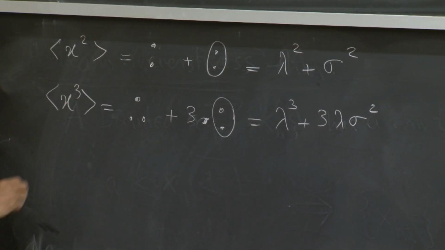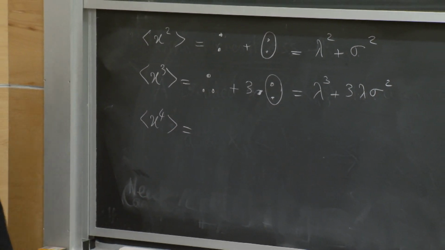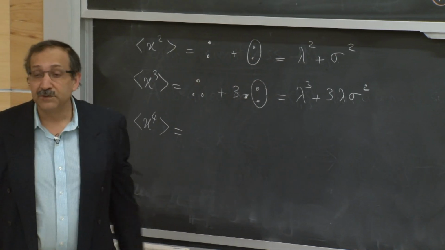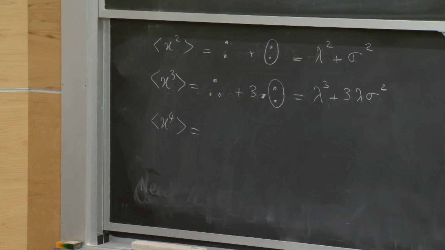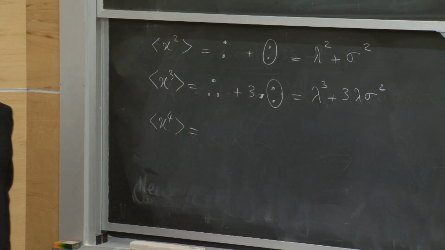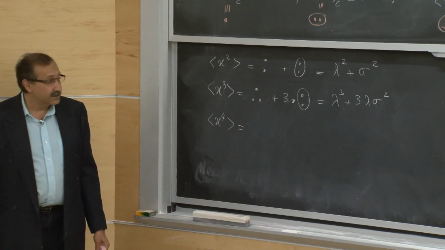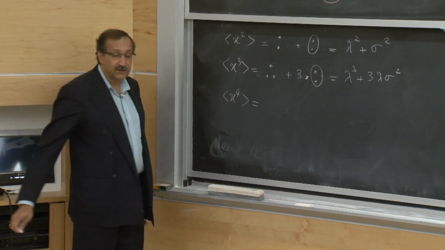If I want to calculate x to the 4th, maybe the old way of doing it would have been to multiply the Gaussian distribution against x to the 4th and try to do the integration. And you would ultimately be able to do that by rearranging things and looking at various powers of the Gaussian integrated from minus infinity to infinity. But you can do it graphically.